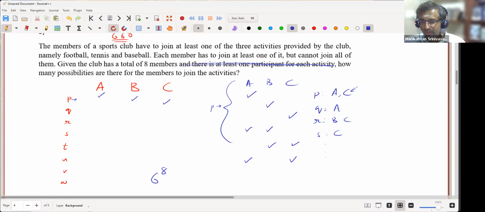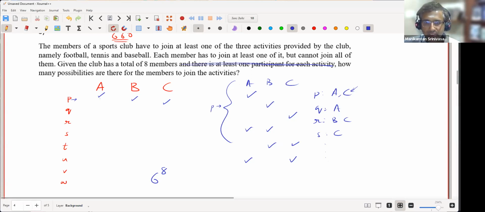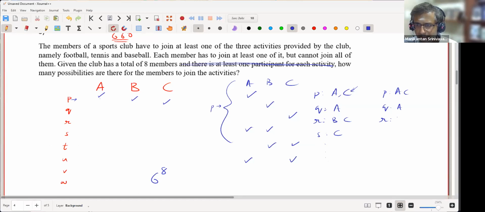But this extra phrase is really notorious, right? There's at least one participant for each activity, which means what? Which means suppose I end up getting P is A and C, and Q is A, and R is, let's say, just C, and S is just A and C, and so on. All of them. There's no B at all. In none of them, there's no B at all, right? There's no B anywhere in the 8 people.